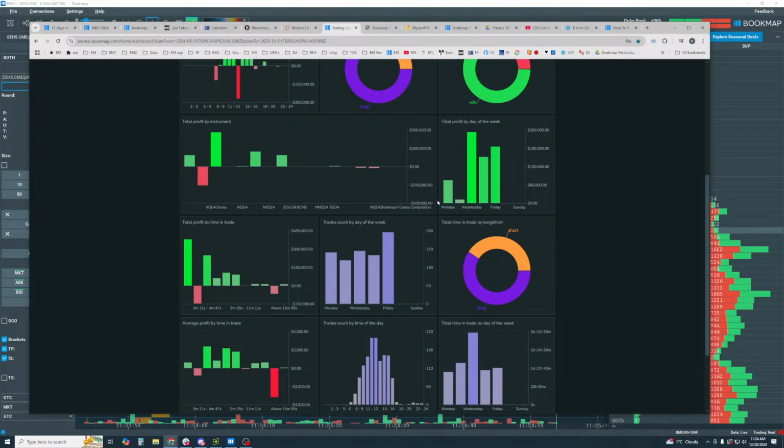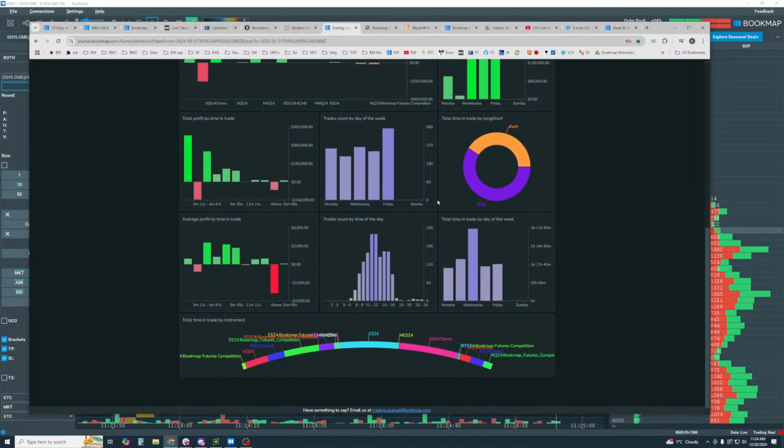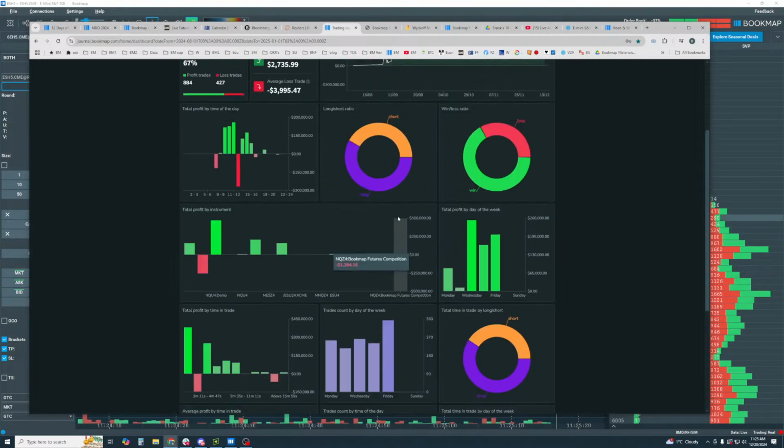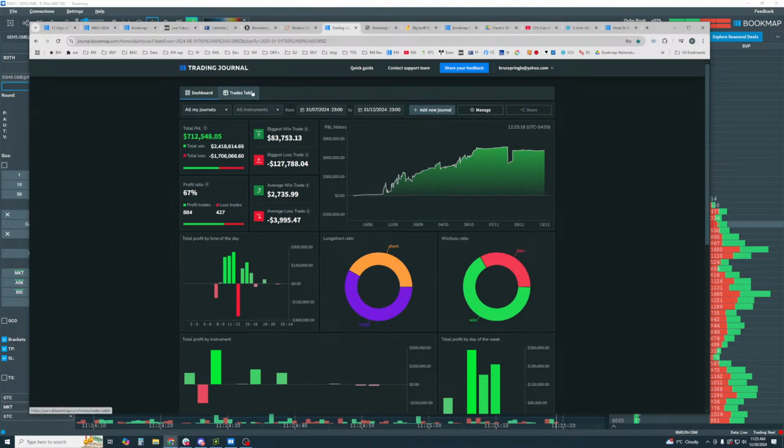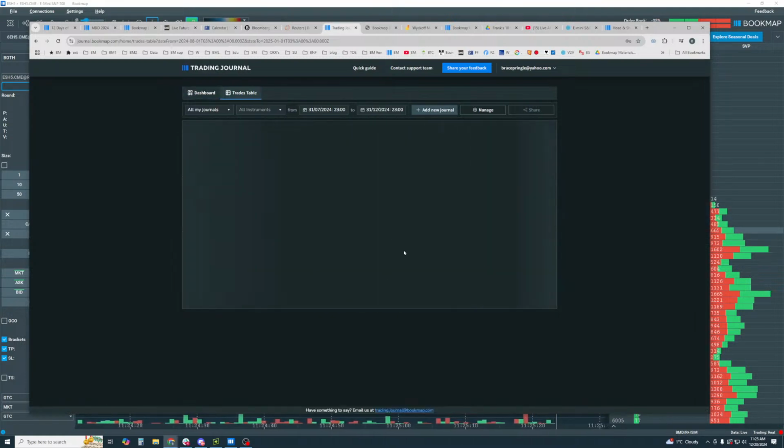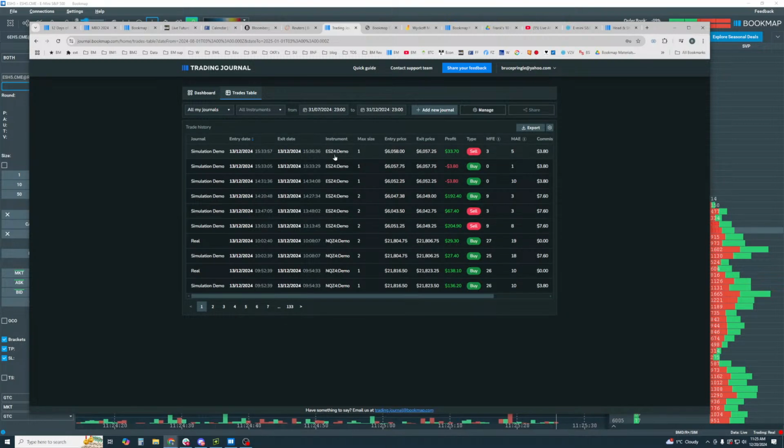So it makes them a little bit kind of worthless. But you have all the different instruments that you're trading down here as well. The average profit by time in the trade here. Okay, so you can see the time in the trade down in these areas in here. This is fantastic stuff. And now, if you want to look at all of the individual trades, go to the trades table here, and it'll show them all here.